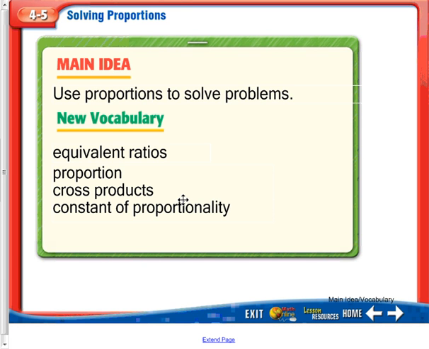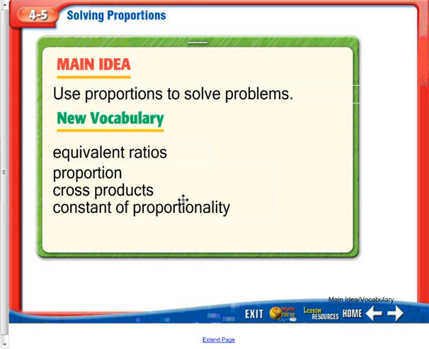Lesson 4-5, we're going to be using proportions to solve problems. When we write proportions, it's like writing ratios and seeing if they're equal to each other. Remember we said proportional means equal. So using proportions, we are assuming that two ratios are equal and then using that assumption to solve for a missing quantity.